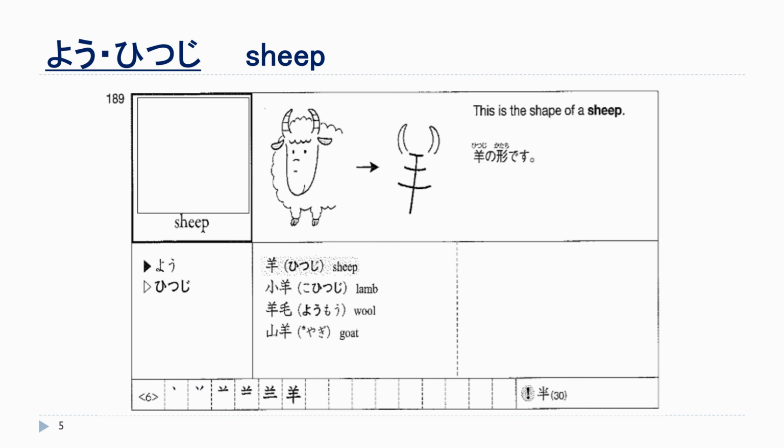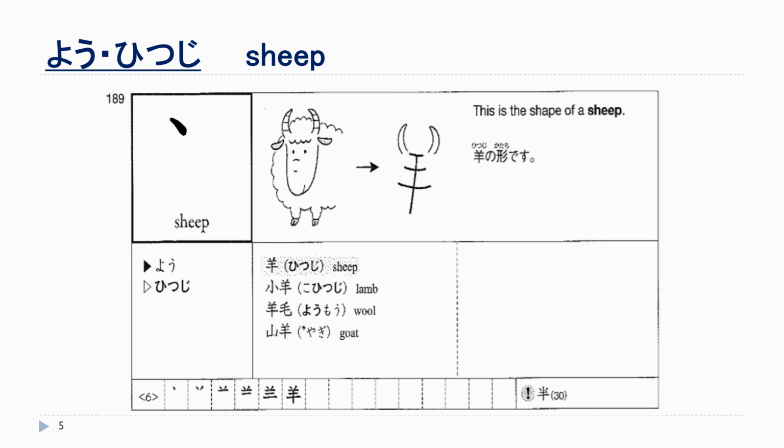Next up, we have hitsuji, or yo. This kanji means sheep. You may not have a lot of chances to write about sheep in your daily life, but we are learning this kanji because it is an important part of some other kanji that we will talk about. So yo or hitsuji. Let's write it.